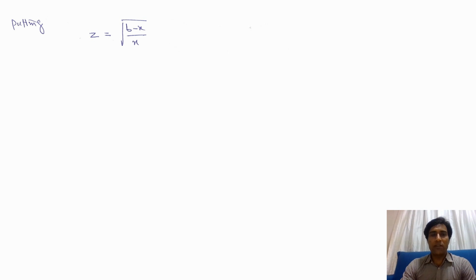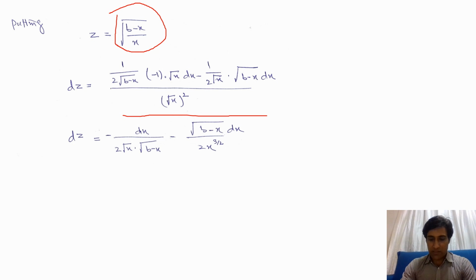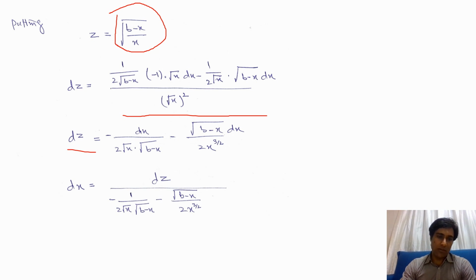In the previous equation, there is one term which is the square root of b minus x over x. For simplification, we say that z is equal to the square root of b minus x over x. This is just for simplification. When we take the derivative dz, this is very simple basic derivation, and with simplification we get this result, and with more simplification.